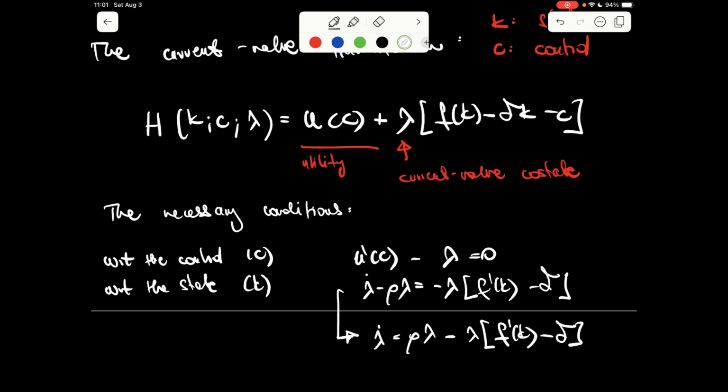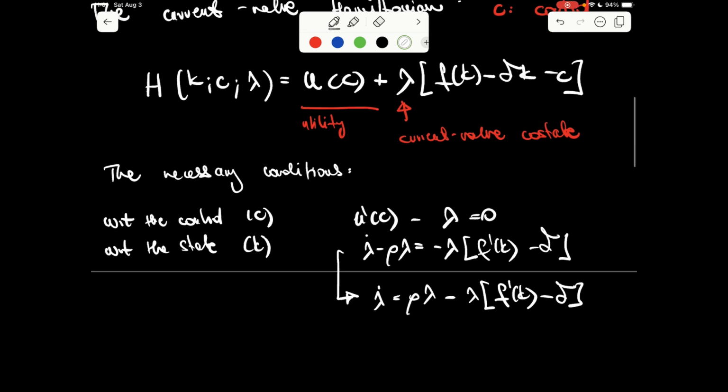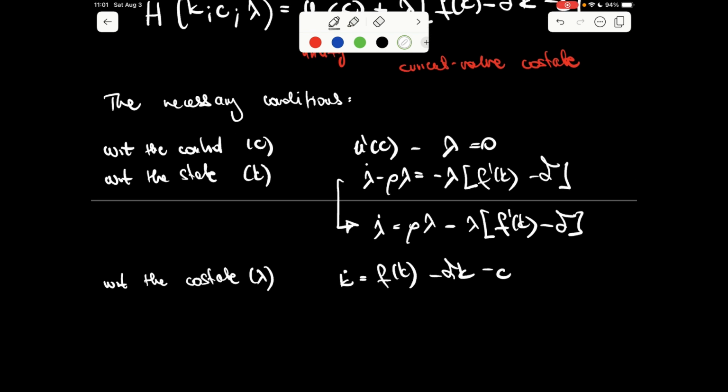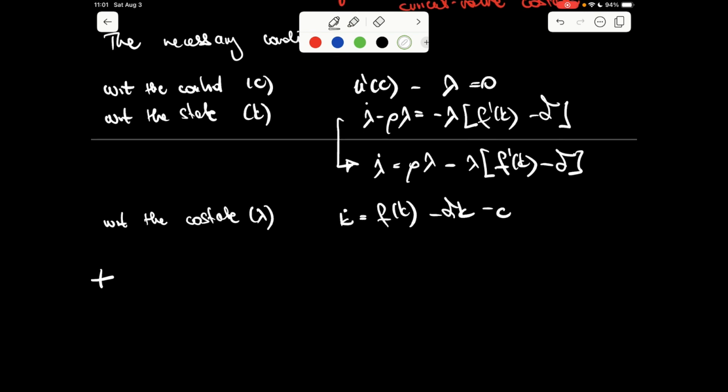We could use the present value Hamiltonian. So later we will examine the differences. And with respect to the co-state, we have, actually, this is the law of motion for the state. So we will have the law of motion for the state back. And in addition, the transversality condition.